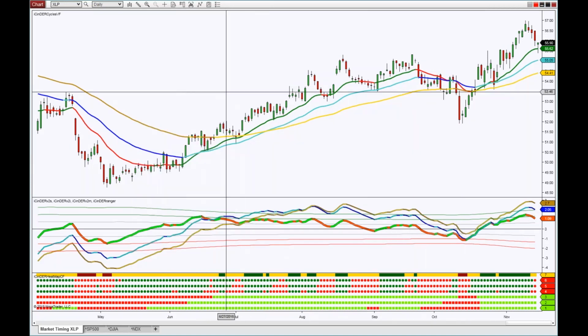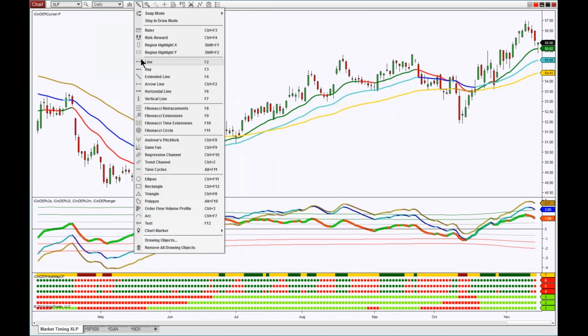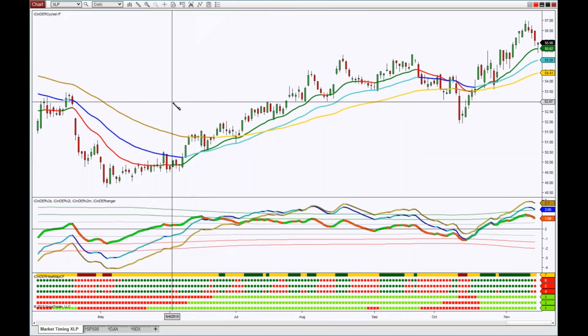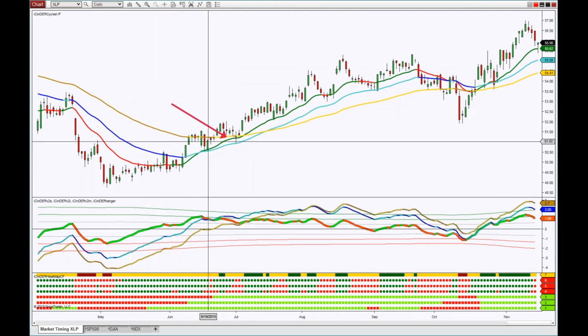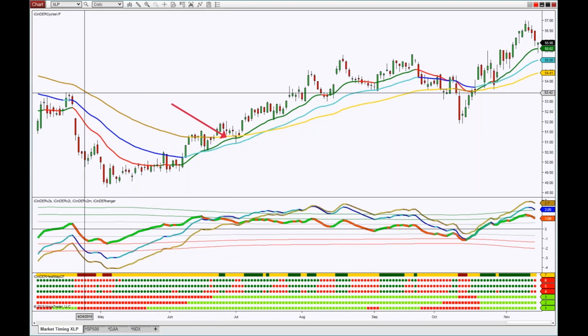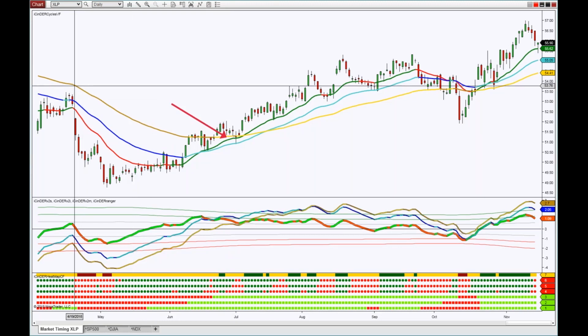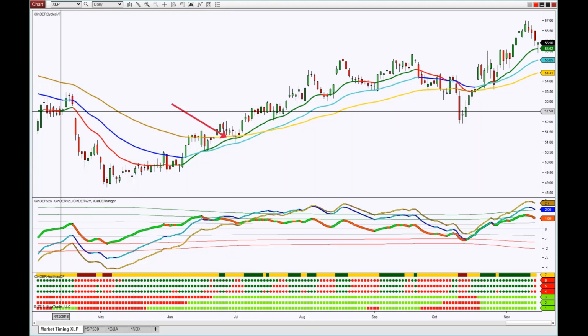So I'm going to put a couple of markers. So what's taking place here? Price was below the major cycle. In other words, we actually have a bearish bias over here on the left.